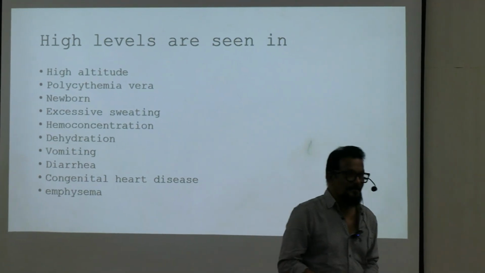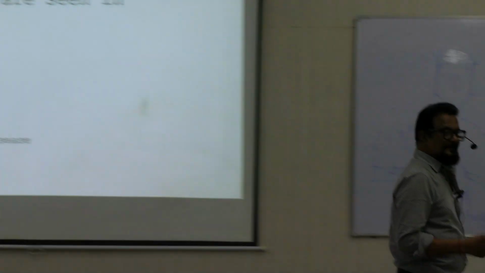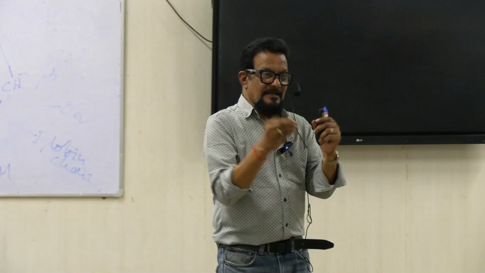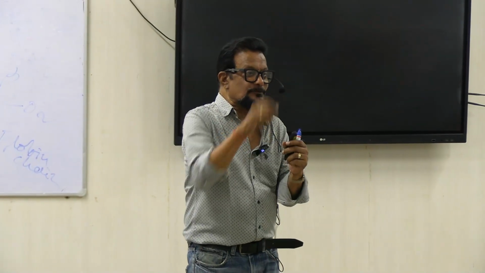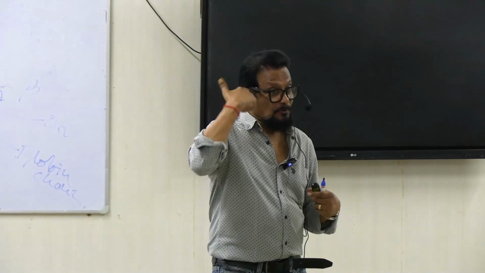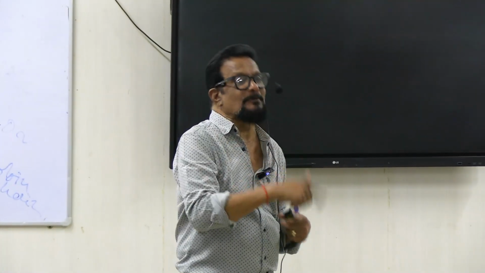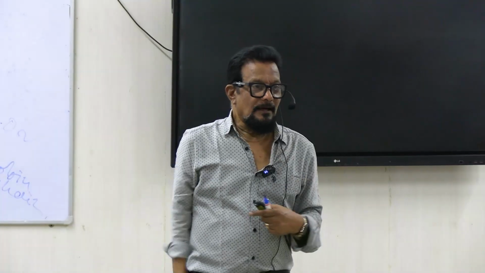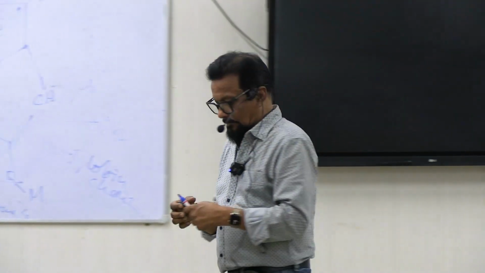Congenital heart disease is mixing of blood, mixing of venous blood, and as a result tissue will feel hypoxia. As a result, what will happen? Hypoxia stimulates erythropoietin, and erythropoietin will increase RBC production. As a result, there will be an increase in hemoglobin content.